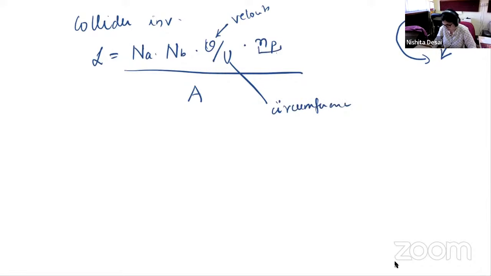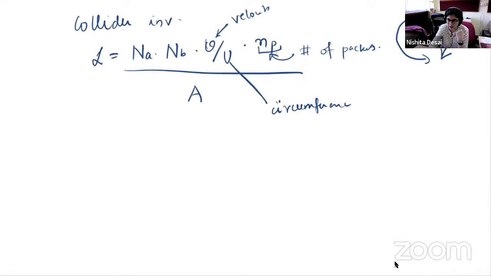And N_p is the number of packets. So what happens in these kinds of collider experiments is that you have certain packets of, say, protons or electrons or what have you, whatever you are colliding, that have been filled into the ring. Okay, so you have N_p number of packets that have been filled, and they are going around the ring with a velocity of v. I should say speed of v. The circumference of the ring is u. So the same formula can be translated in this way. Okay. So it's just a slightly different way of writing.